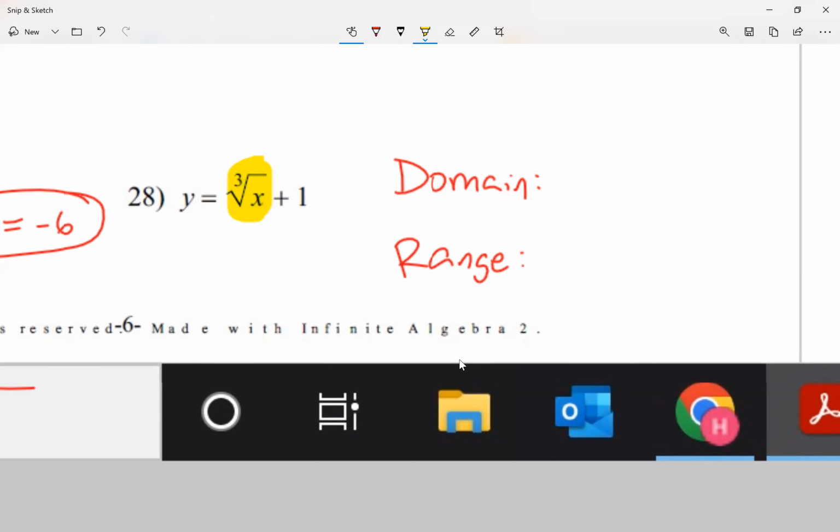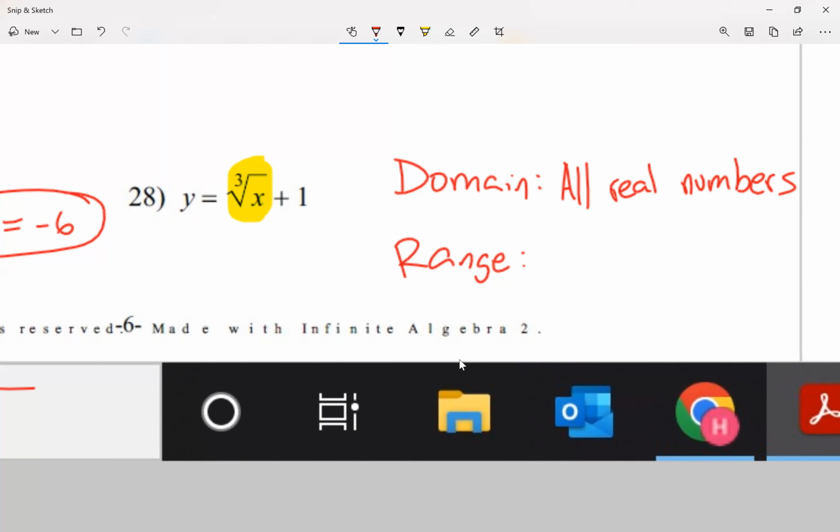With a cube root, we can have X being a positive value or a negative value. We can have any possible value of X. So when there's no restriction, I'm just going to write all real numbers. So that's going to be my domain. There's no restriction on x. I can choose any value. I can do the cube root of a positive, of a negative, or of 0. I can do the cube root of any number. So we're going to call this all real numbers.